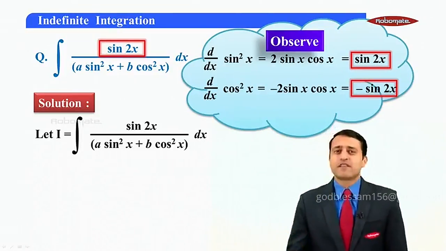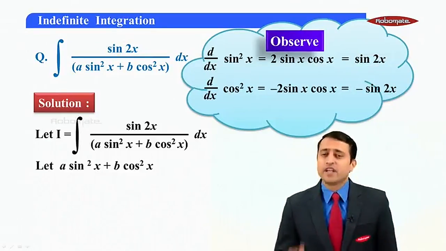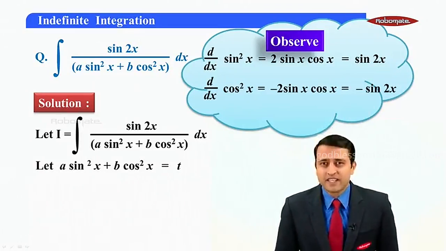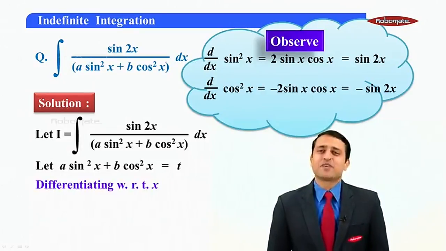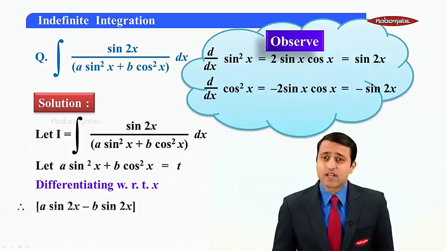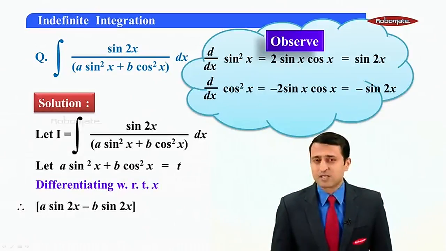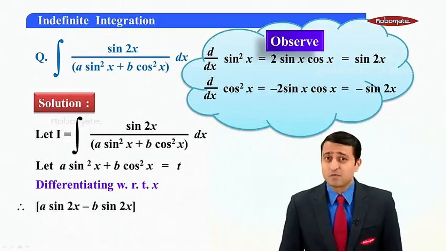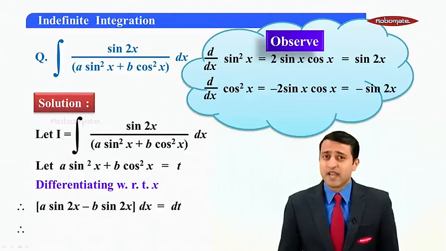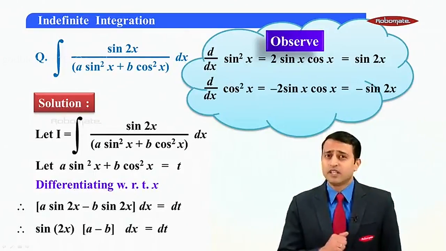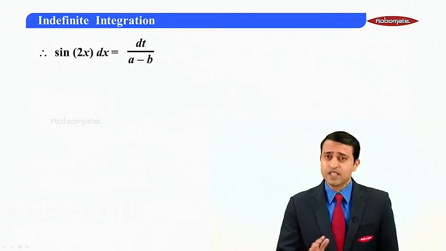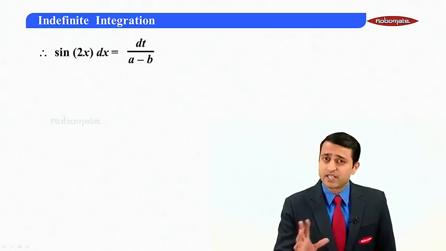Is that okay? That gives us a leverage of substitution. So we can very confidently write, let a sin²x plus b cos²x be equal to t. After writing this, I am sure you know the next step, that is differentiating with respect to x. We already have seen the derivatives. The derivative of sin²x will be sin 2x and that of cos²x will be minus sin 2x. So we get a sin 2x minus b sin 2x into dx is equal to dt. Can we say sin 2x is common? So sin 2x into (a minus b) dx is equal to dt. That means sin 2x dx can be written as dt upon (a minus b). Is that okay, students? So derivative is done, adjustment is also done.